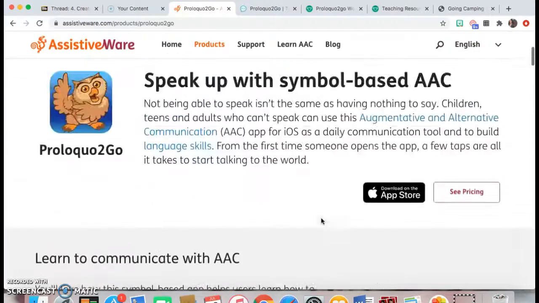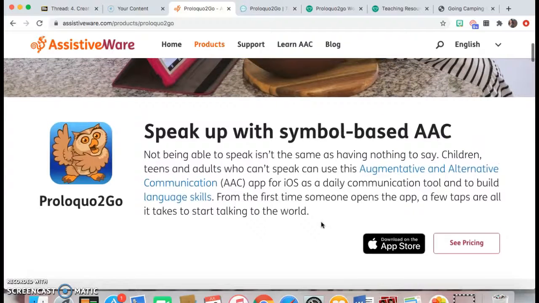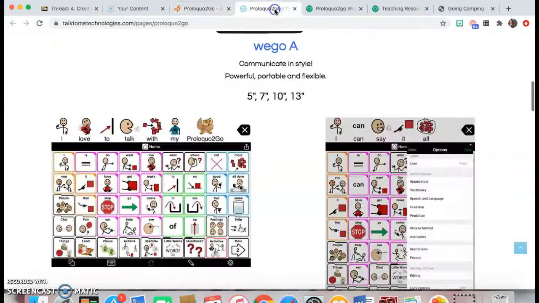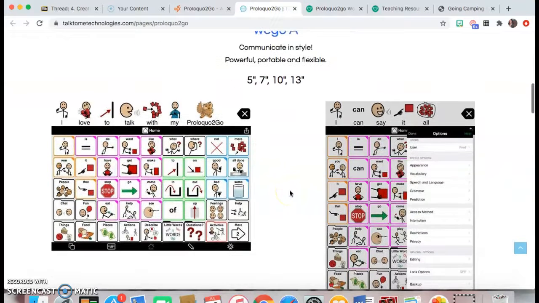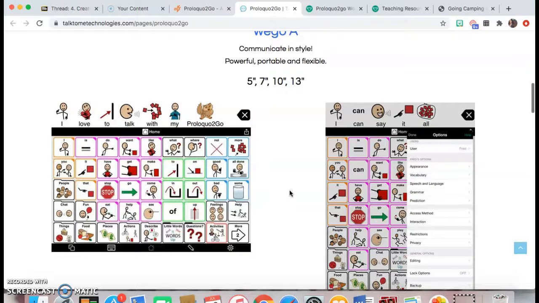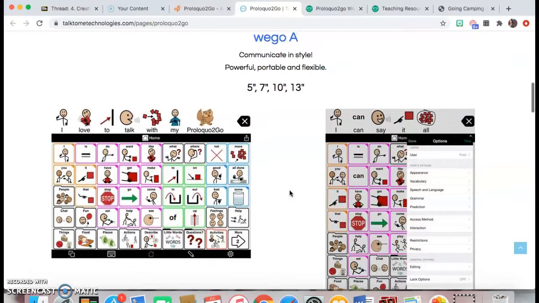So this is Proloquo to Go, being that one of the areas I'm going to be focusing on is how important it is to have technology there for students who need to communicate. This is the route that I think is important to touch upon. So with Proloquo to Go, this is pretty much like a home screen. So what the child would do is they can communicate wants, needs, as if they were verbal. It's a picture-based kind of program.